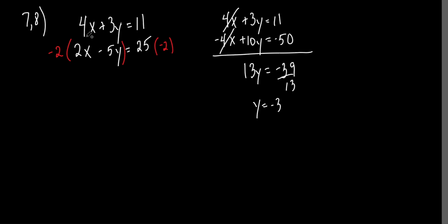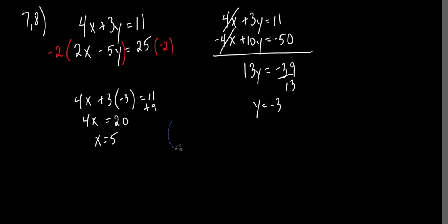It doesn't matter which equation you put it back into. You can put it into either one. I'd probably use the first one, because 11's smaller, but either one will work out. I don't think one's easier than the other, but I would put it back into this one. So 4x plus 3 times y, which is -3, equals 11. So 4x, let's do this in our head, this is -9. How do I get rid of that -9? I add a 9, so that's equal to 20. Divide by 4, x is 5. Put it all together as an ordered pair: (5, -3).